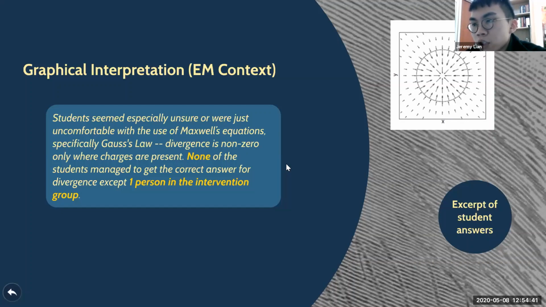Students seemed especially unsure or were just uncomfortable with the use of Maxwell's equations, specifically Gauss's law: divergence is non-zero only where charges are present. In this case, divergence is non-zero within the boundaries of the cylinder.